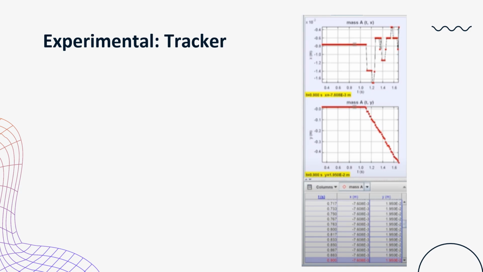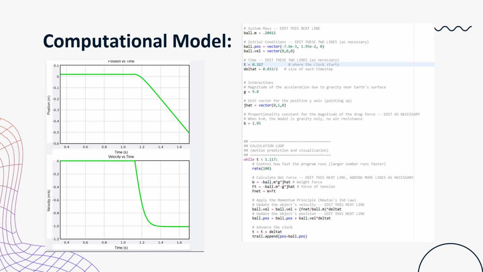So the slinky video was put into the Tracker software to find the values of the motion. These were the graphs and values outputted, and the final position was negative 0.49 in the y direction. In order to create a computational model, the initial conditions were inputted into the code, and the time was found from the Tracker by looking at how long the slinky was actually in motion.